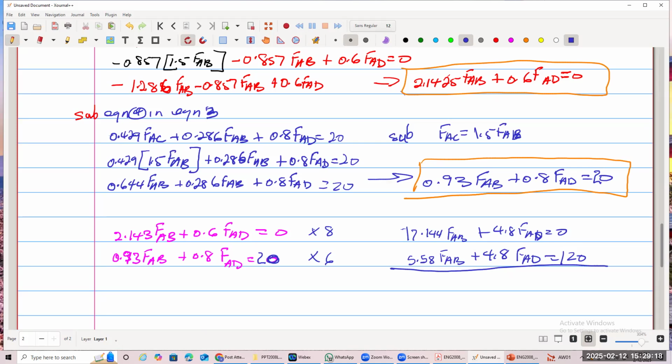You subtract that one, you get 0. This one gives you minus 120. Subtract this one, you get what? Minus... check those values for me. Do I have all the negative and positive signs in?